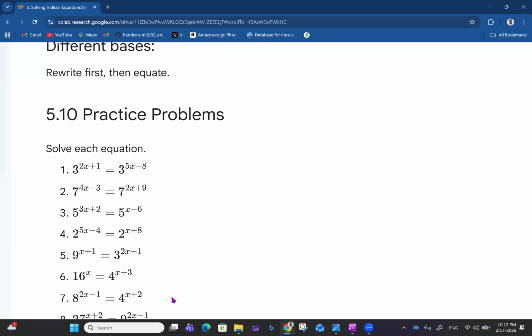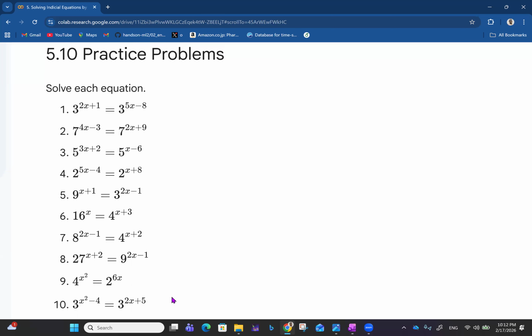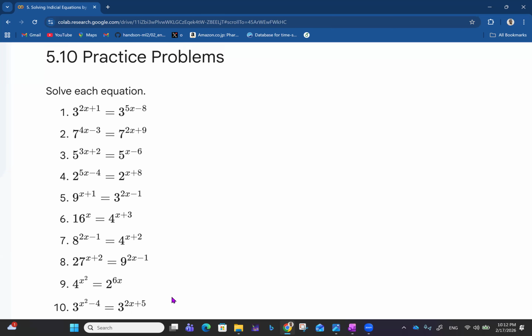So that takes us to our practice problems. As usual, we have 20 practice problems. I guess I can show 10 in each case. So we have all these questions. I think I'll just pick one and solve it. One out of these 10, then one out of the next 10.